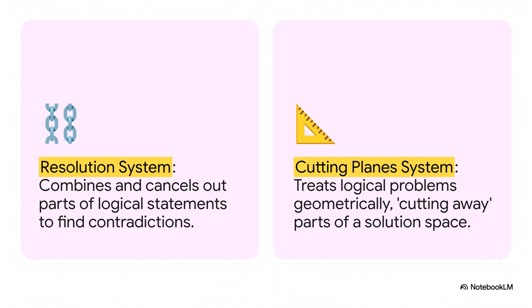And this really shows you what I mean. On one side, you've got something called the resolution system. It's all about smashing logical statements together and canceling things out. But then, on the other side, you have the cutting plane system, which treats the whole thing like a geometry problem. It literally carves away pieces of the solution space. They're both trying to do the same thing, but they look like they come from completely different planets.